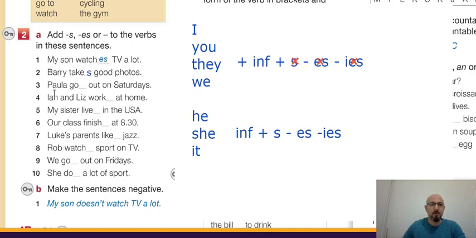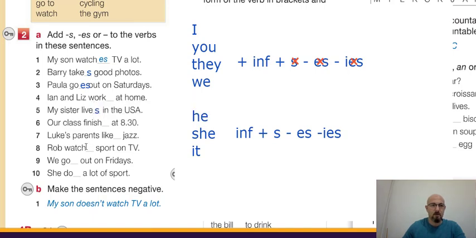Okay. And here, Paula, she, what will we add here? Here we add ES. There is no grammar rule for after O, but this is irregular, okay? Go always goes. We add ES. And Ian and Liz work at home. So Ian and Liz, two people, so it's they. Do we add anything here? No, we don't add anything. So my sister, she. So we'll add what here? Live, we add S.